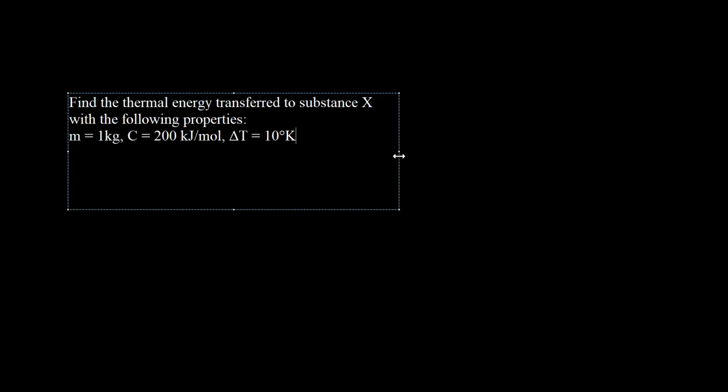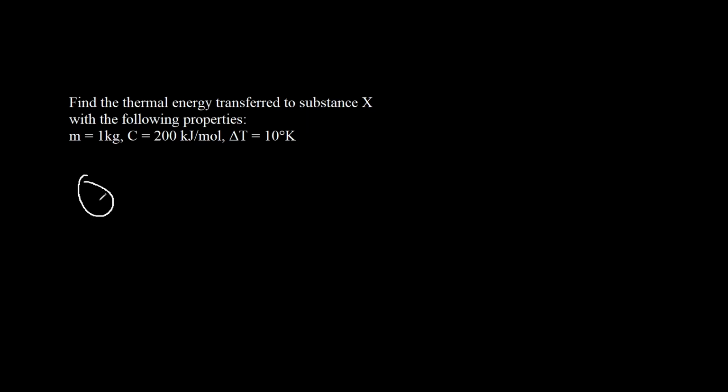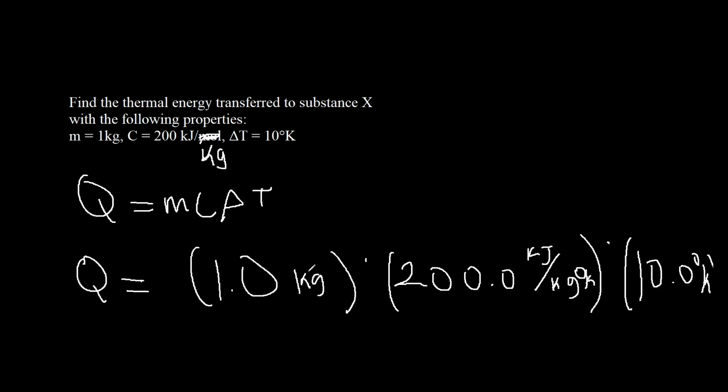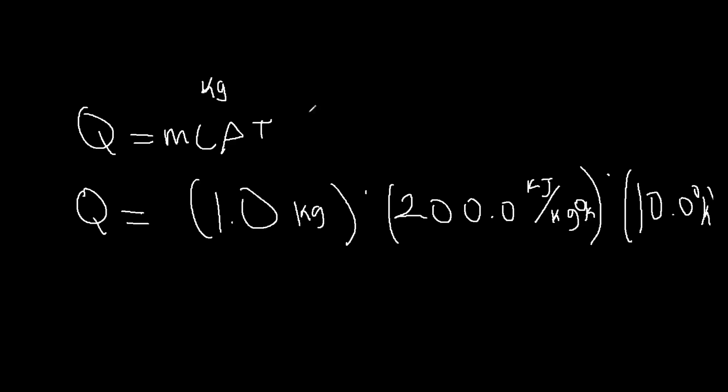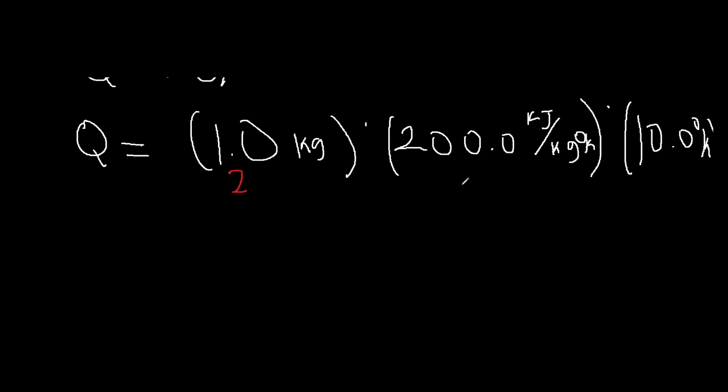If you want an example of how this could apply to an IB chemistry question, try this one. Find the thermal energy transferred to substance X with the following properties. Here we'd use Q is equal to mc delta T. Now, we can see that it's 1.0 times 200.0 times 10. This is 2 significant figures, this would be 4 and this would be 3. So we would use the 2 significant figure value when we calculate.